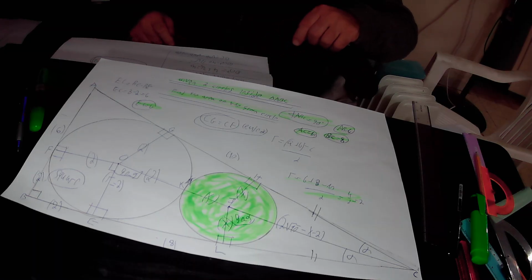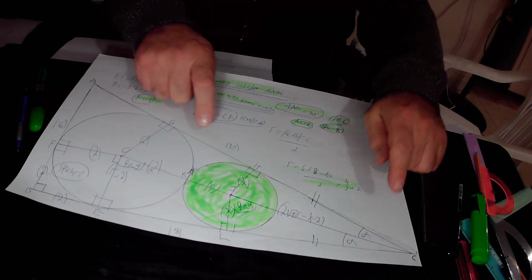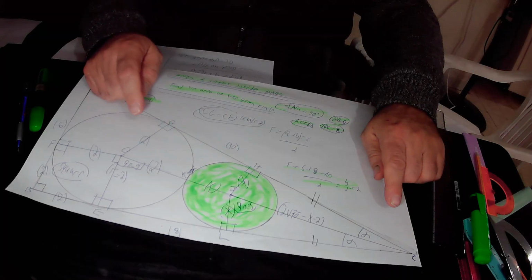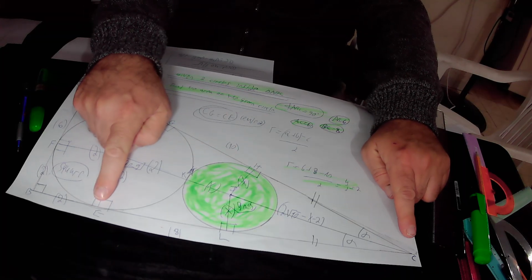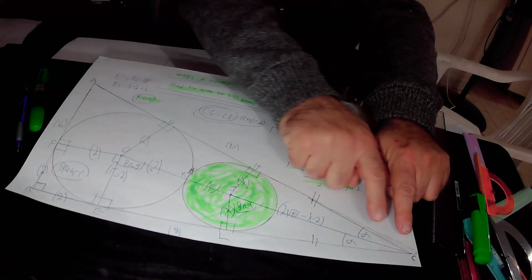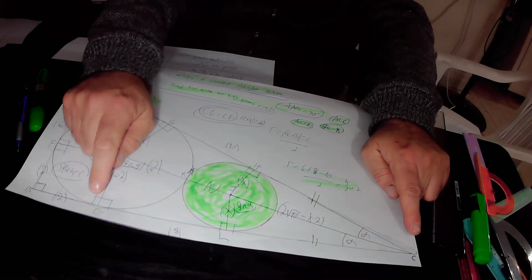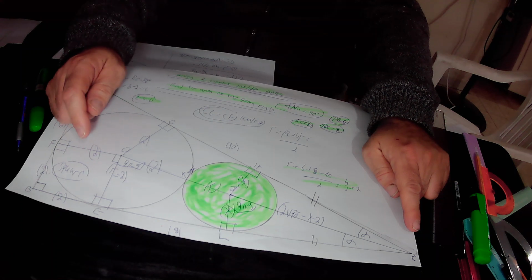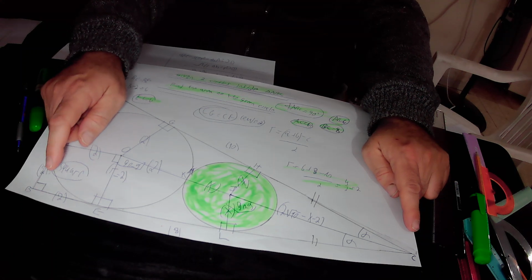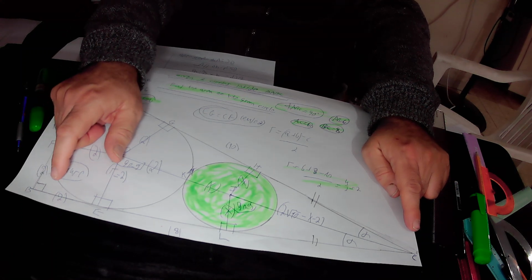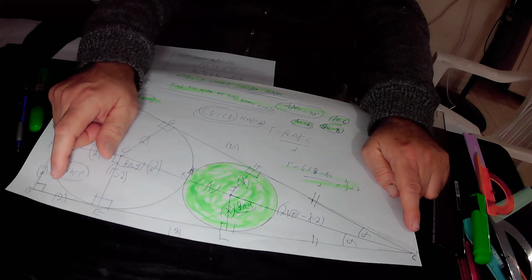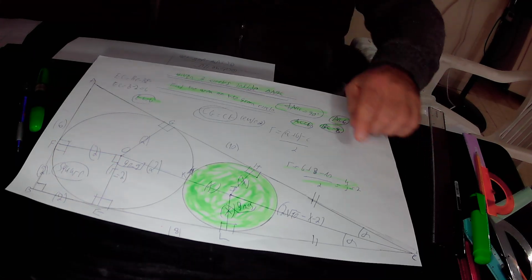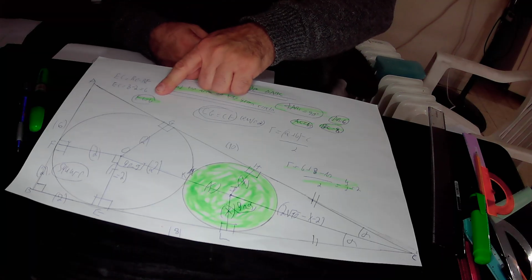What is the length of this line segment EC? EC equals BC minus BE. So EC in total equals BC, that is 8, minus BE, that is 2. So in total EC equals 8 minus 2, that is 6. EC equals 6 units in length.